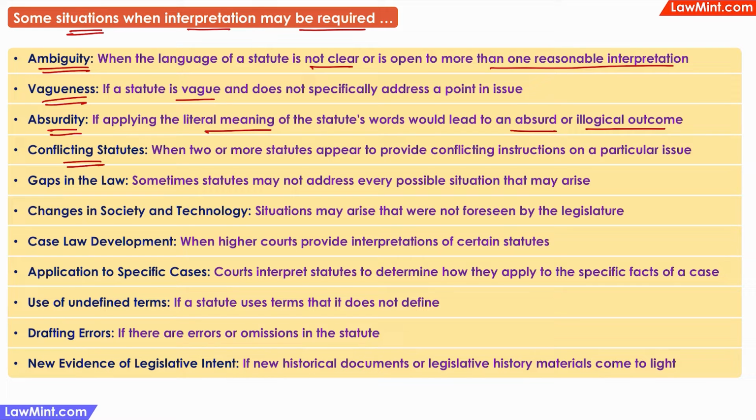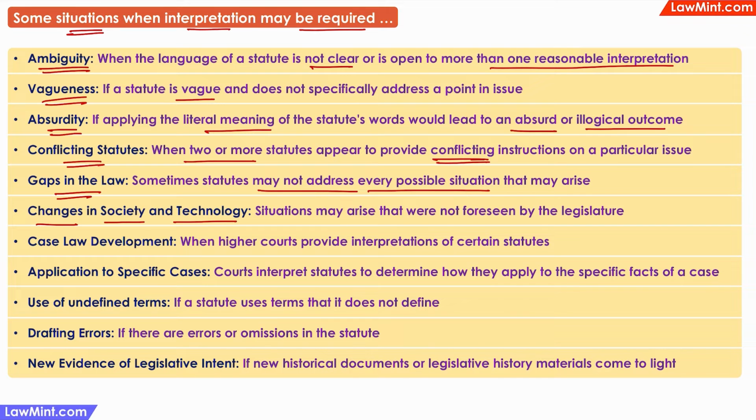Or conflicting statutes. When two or more statutes appear to provide conflicting instructions on a particular issue, then interpretation is used to resolve such conflicts. Or gaps in the law. Sometimes statutes may not address every possible situation that may arise, and the courts will have to interpret the statutes to fill these gaps.